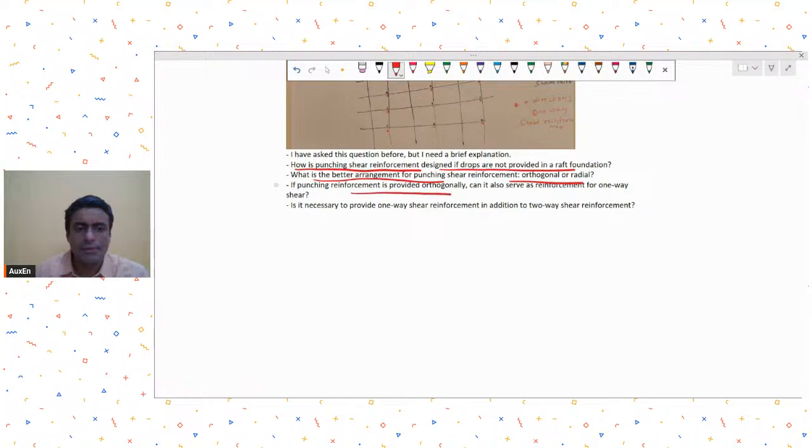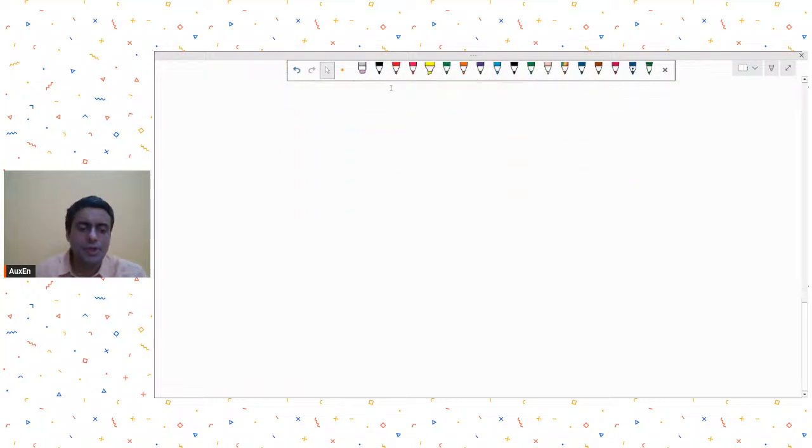If punching reinforcement is provided orthogonally, can it also serve as reinforcement for one-way shear? Is it necessary to provide one-way shear reinforcement in addition to two-way shear reinforcement? So see, first of all, don't get confused with a separate behavior for one-way shear and separate behavior for two-way shear. They are just shear in the periphery.